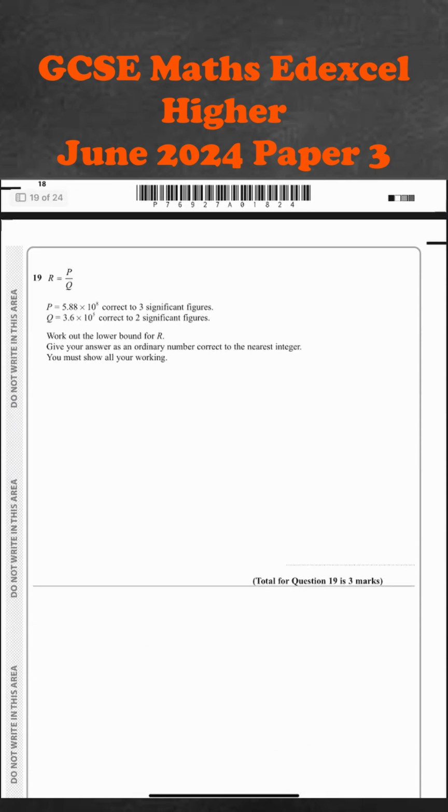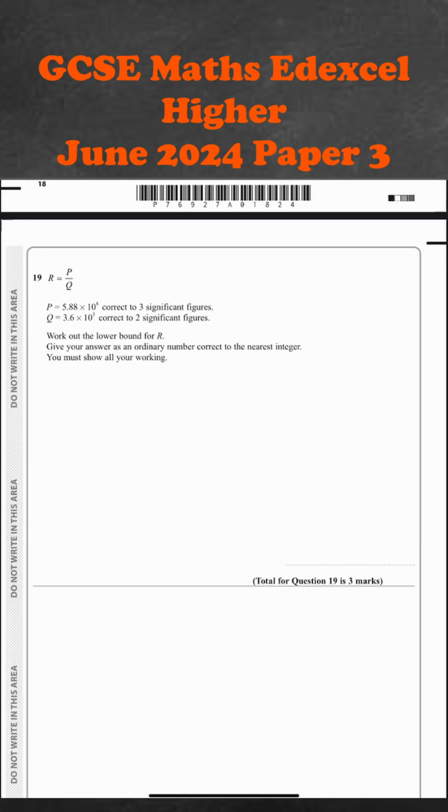Question 19. R equals P over Q. P equals 5.88 times 10 to the power 8, correct to three significant figures. Q equals 3.6 times 10 to the 5, correct to two significant figures. Work out the lower bound for R. Give your answer as an ordinary number, correct to the nearest integer. You must show all your working.